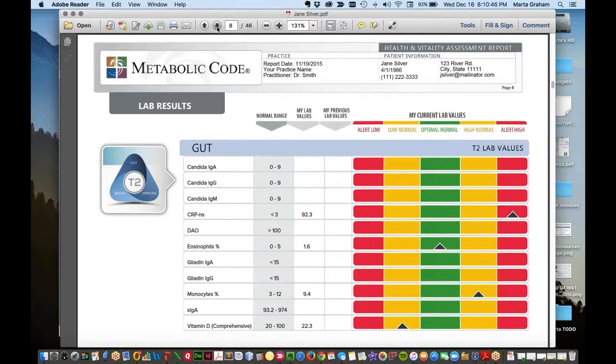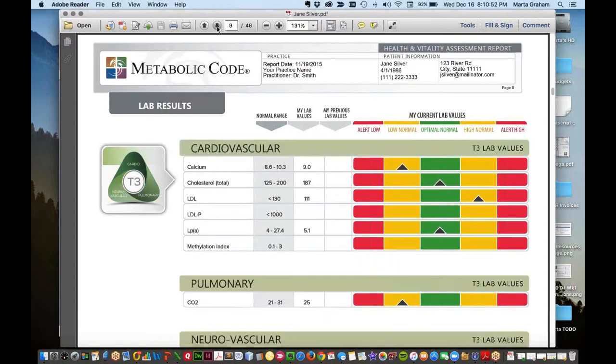So you can see how this is triad 1 in adrenal, thyroid, pancreas. Here are triad 2 markers with gut, immune, brain. And we give both a numerical representation as well as a pictographic representation so you can see which labs are normal and which labs are abnormal.